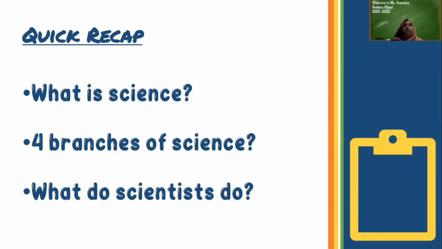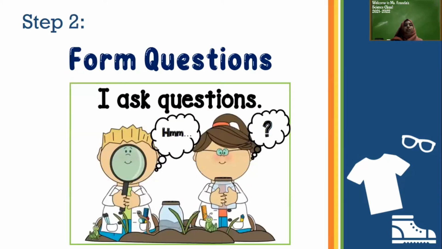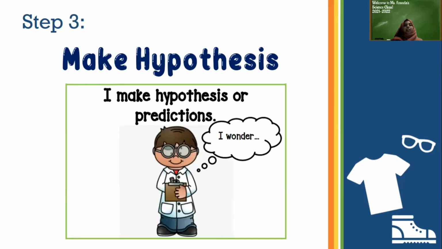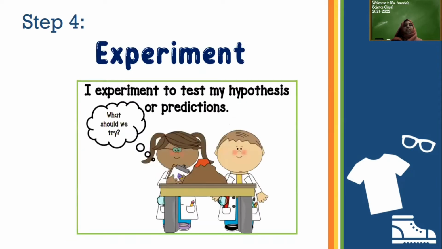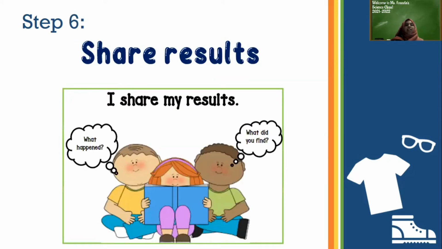Now, what do scientists do? We learned the scientific method, right? What were the steps? Yes. So the first step is to make observations. You see, you feel, you taste, whatever. And then you form questions about it. Whatever you saw, you make a question. And then you make a hypothesis or a prediction. You wonder, you guess, and then you test the hypothesis by doing an experiment. After that, you record the results, right? And then you share the results after you come to a conclusion. So this is the scientific method which we saw yesterday.